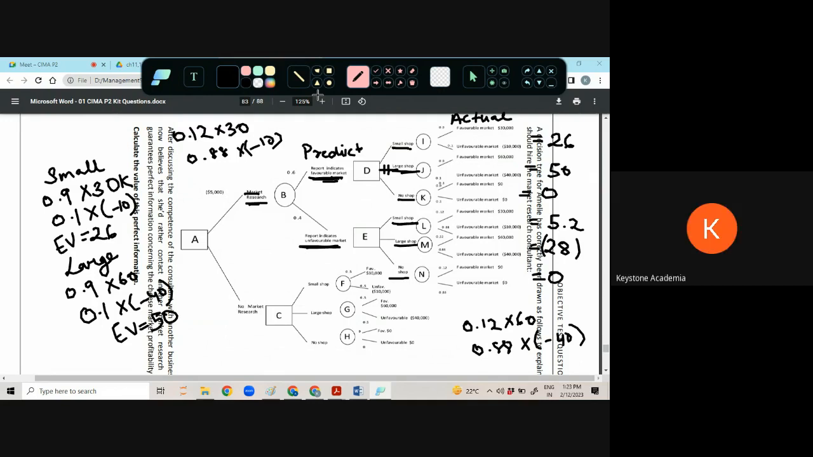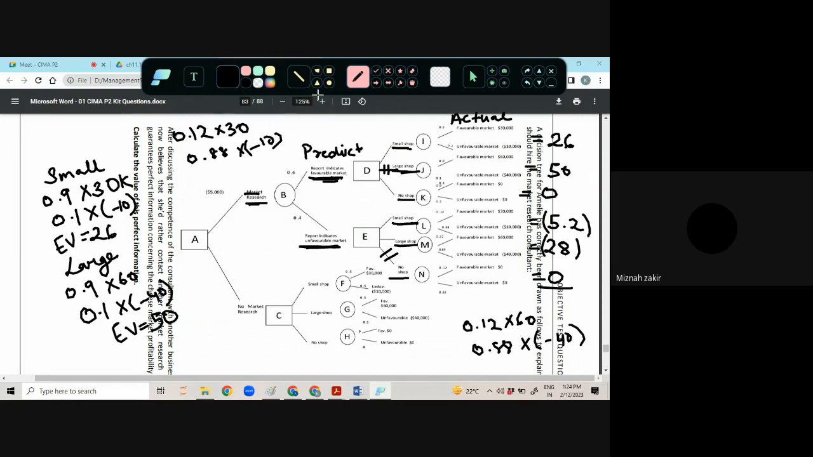So now which decision should she make? Go for the small shop? This is also negative. So she should go for no shop, because this is zero, which is better than a loss of 5.2 or 28.